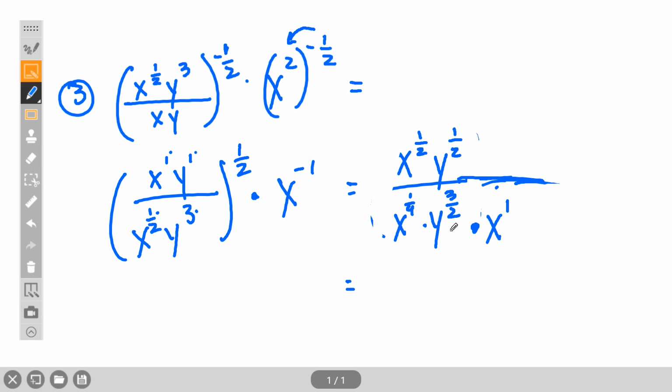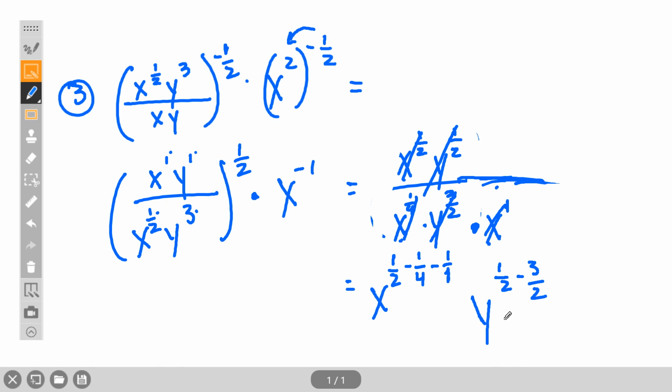So now I can combine the x's and combine the y's into single bases. I'll combine all the x's into a single base by adding the exponents that are in the numerator and subtracting the ones in the denominator. So 1/2 minus 1/4 minus 1. That takes care of this, this, and this. And then I'll do the y's as well. So 1/2 minus 3 over 2. That takes care of those. So everything's accounted for right here.